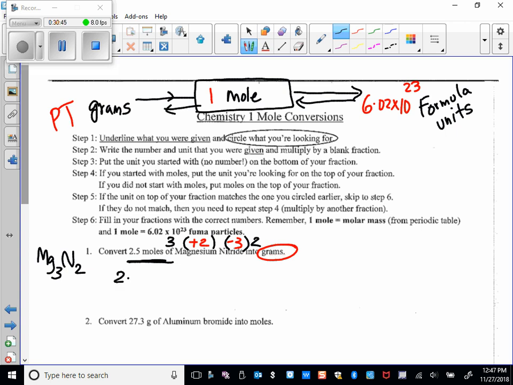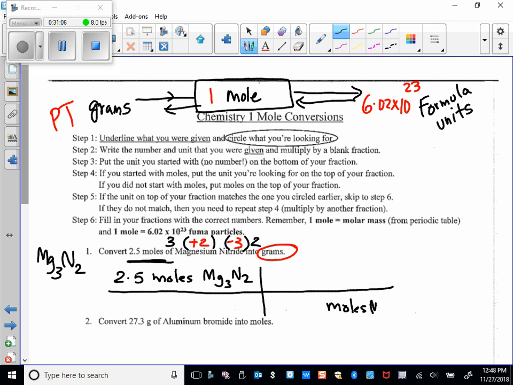Now I'm going to set up my fractions. I have 2.5 moles of magnesium nitride. Are you with me? What will I cancel out? Moles of magnesium nitride. Is that right?